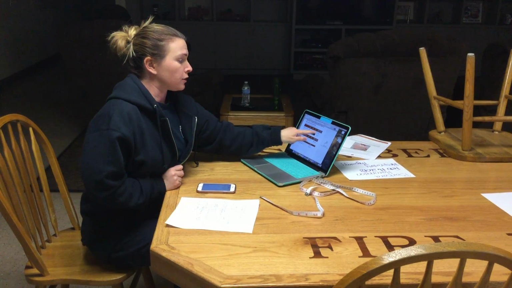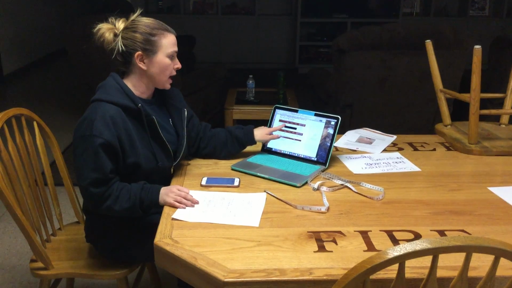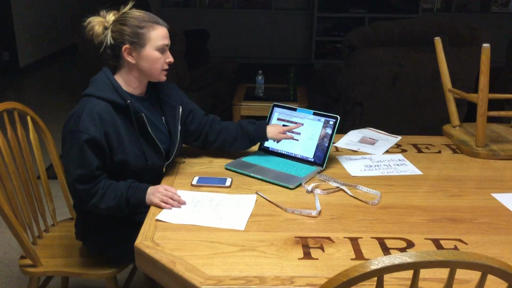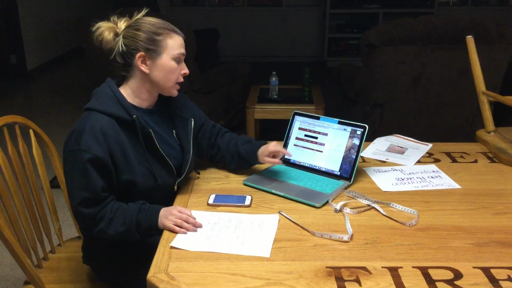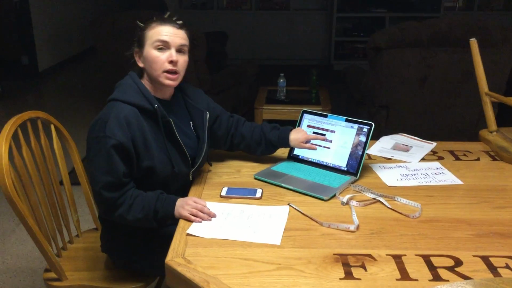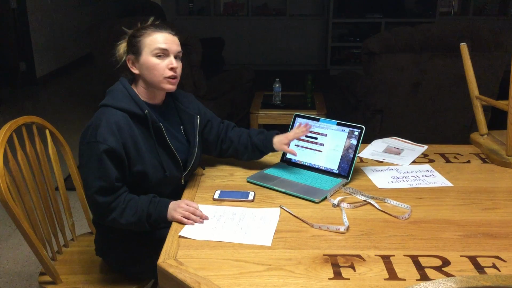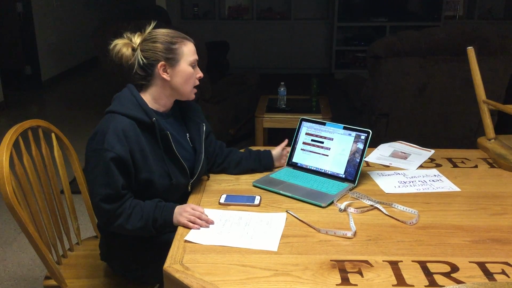We add up all of the trials. As you can see here, we have 7 plus 6 plus 6, and then we got the average of the trials, which was 6.33. And then we multiplied that by 2 to get our average breaths per minute.